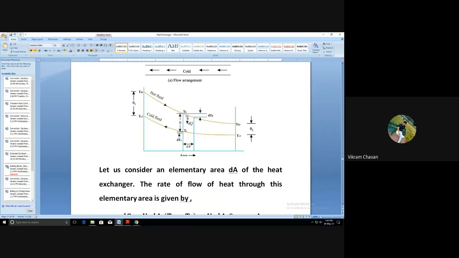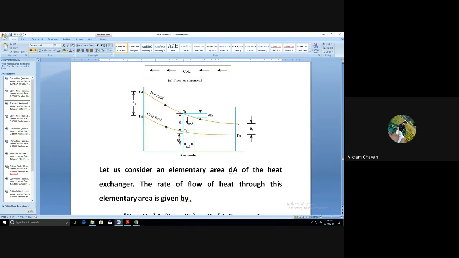How much temperature decrement will happen in the hot fluid? We have to consider dTh amount of temperature decrement in the hot fluid. Due to that heat loss, dq amount of heat will be gained by the cold fluid, and the cold fluid temperature will increase, but in the opposite direction. So the increment in the cold fluid temperature is dTc.